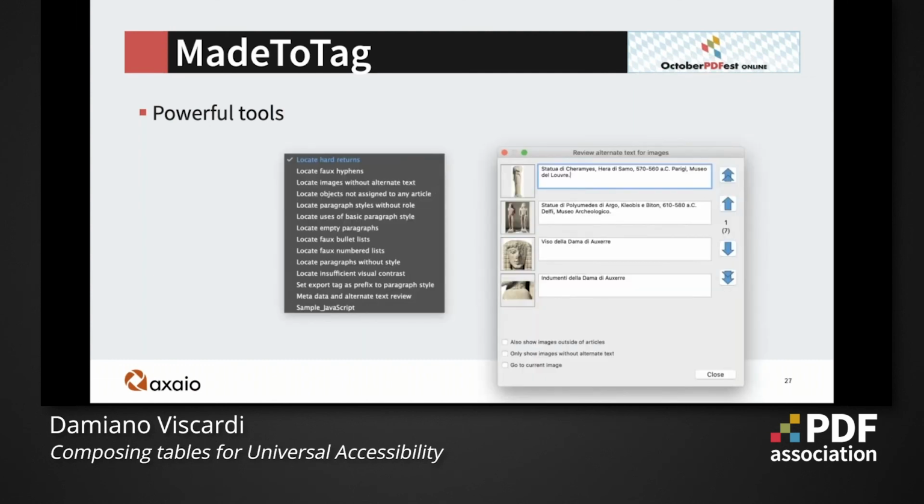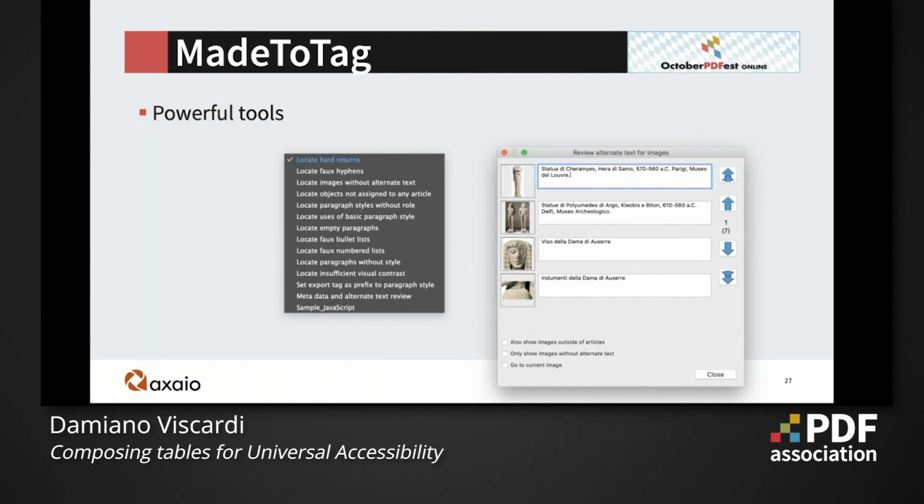And of course, this is just an example of the tools that you have to deal with when you create an accessible file: some automation to locate soft returns, and lists that are composed without using the correct tools, and tools for reviewing the alternate text of the images, and so on.